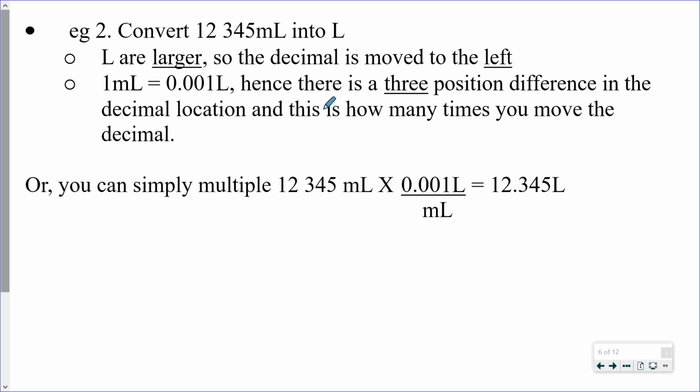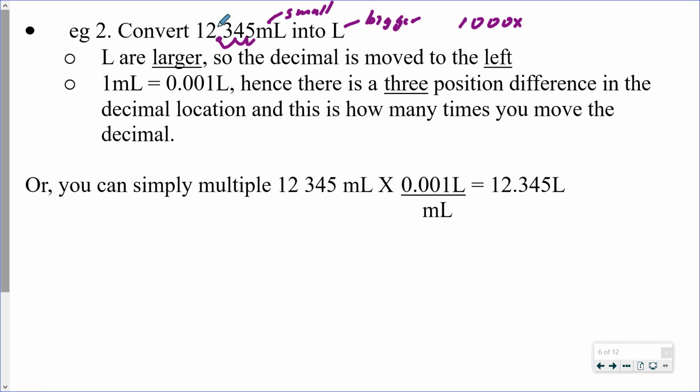So here we're talking about volume. So we have 12,345 milliliters. These ones here are small, whereas liters are bigger. And here, like we saw earlier, is a 1,000 times conversion factor. So liters are bigger, so we're going to move the decimal to the left. Right now the decimal is right here, so we can simply move it over 1, 2, 3 places. And that would be our answer.